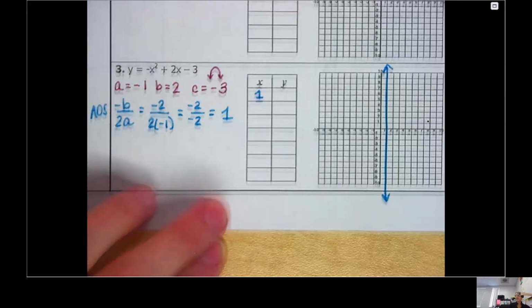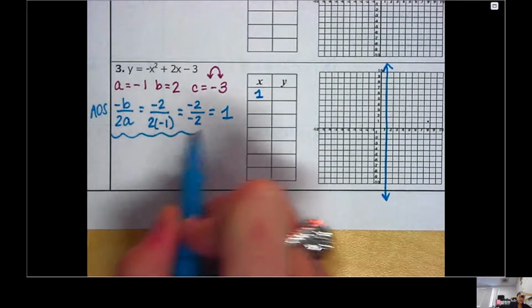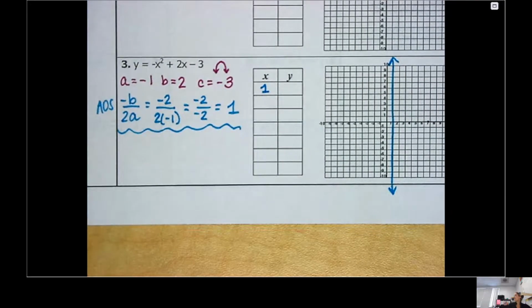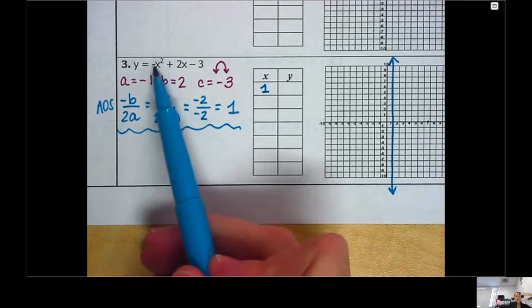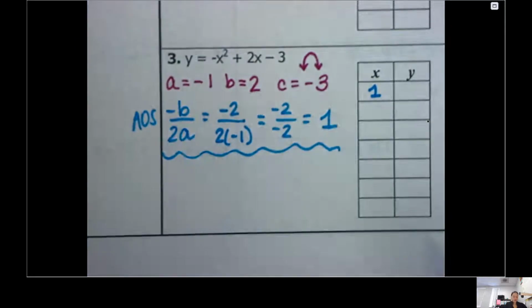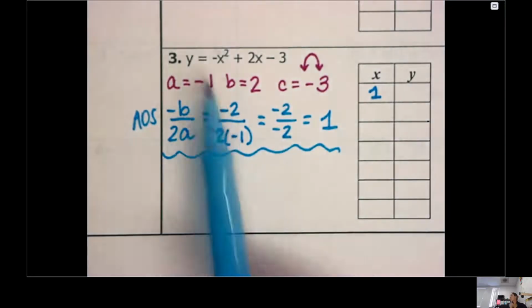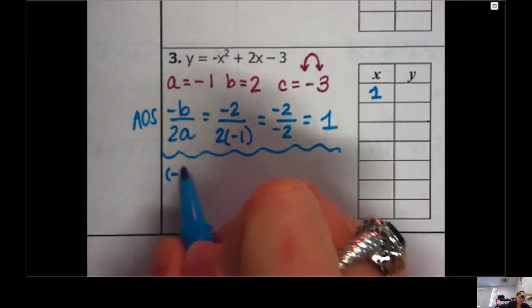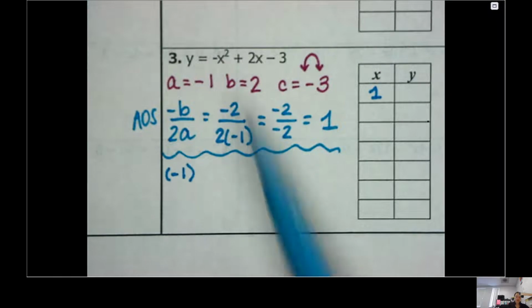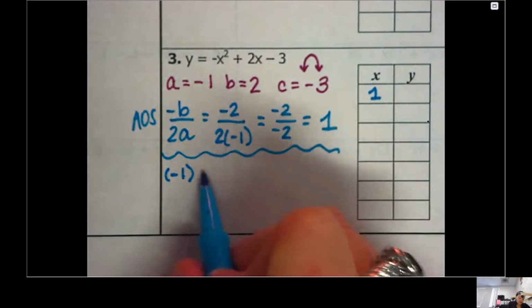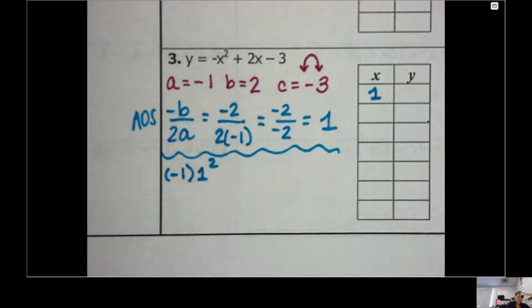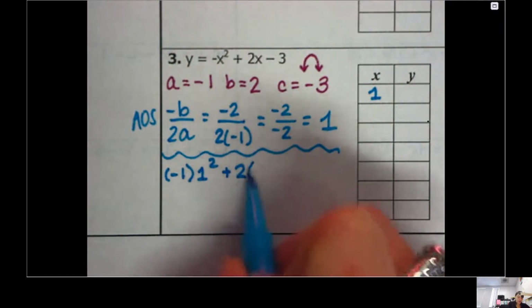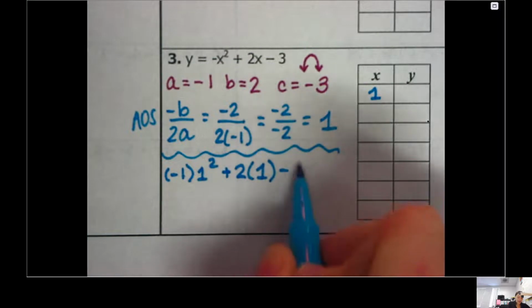Okay. What's my next step? Plug it in. Now remember, when you go to plug it in, what should be the very first thing that you write? You've got the negative sign there. So make sure you put a parentheses with the negative 1. And then we'll plug in everything else. So instead of x squared, I'm going to write 1 squared plus 2 times parentheses 1 minus 3.